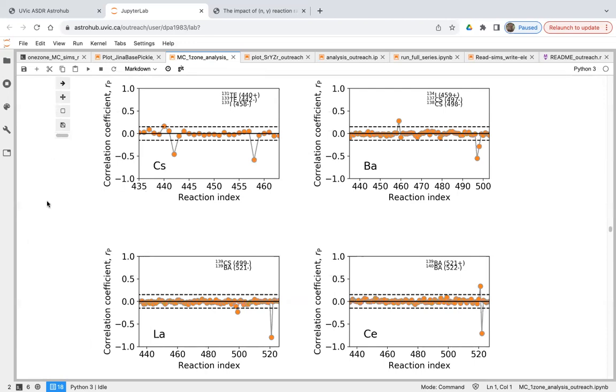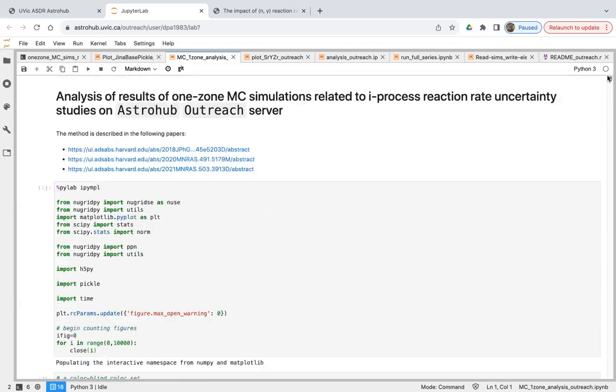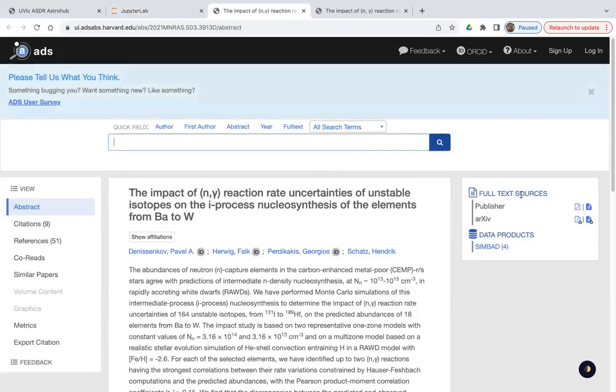Because if I go now back to one of these papers, actually to this paper, the third one, if I click it and open this paper, you can have a look at this paper later, of course.